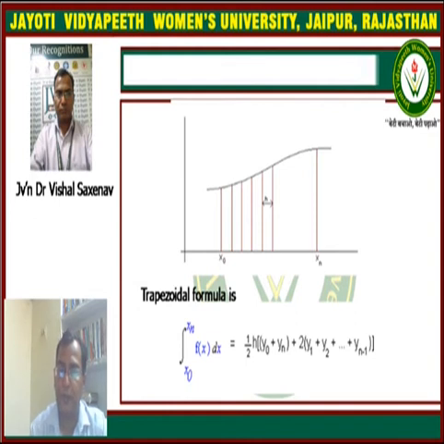So the trapezoidal formula gives the area of this region by an integral formula. The formula is given by the integration from limit x0 to xn of f(x) dx is equal to 1/2 into h into (y0 plus yn). Y means the function; the function f(x) is also called y. So y0 plus yn, the values of the function at the first and the last limit, plus 2 into (y1 plus y2 plus y3 up to yn minus 1).